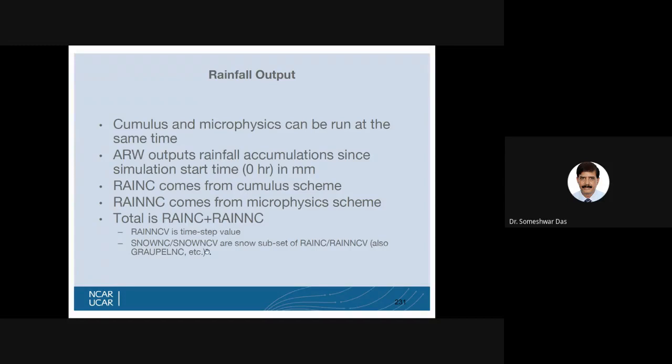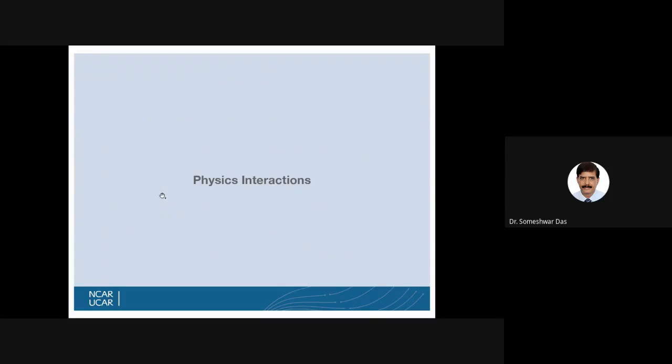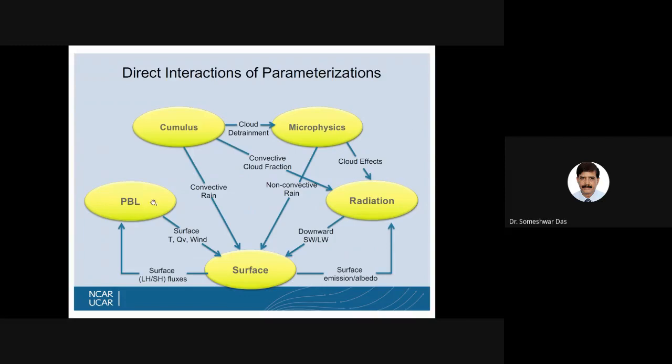SNOWNC or SNOWNCV are the snow sub-strata of RAINC and RAINNC, that means convective snow or non-convective snow. Also for graupel. So all these complications are now available in the WRF model microphysical schemes. As you have seen, each physical process can interact with each other, and that is allowed in the model, as shown by this flow diagram of how each of these physical processes interact with each other. They are illustrated in this figure.